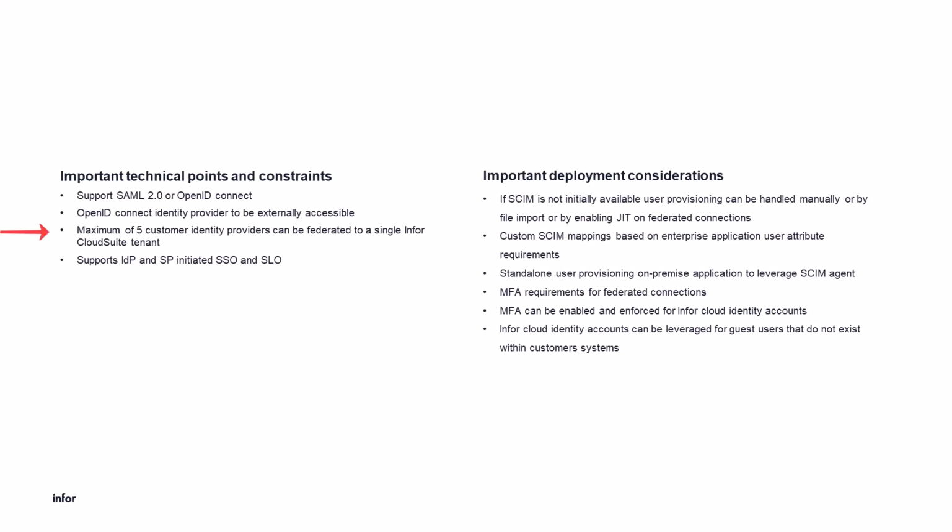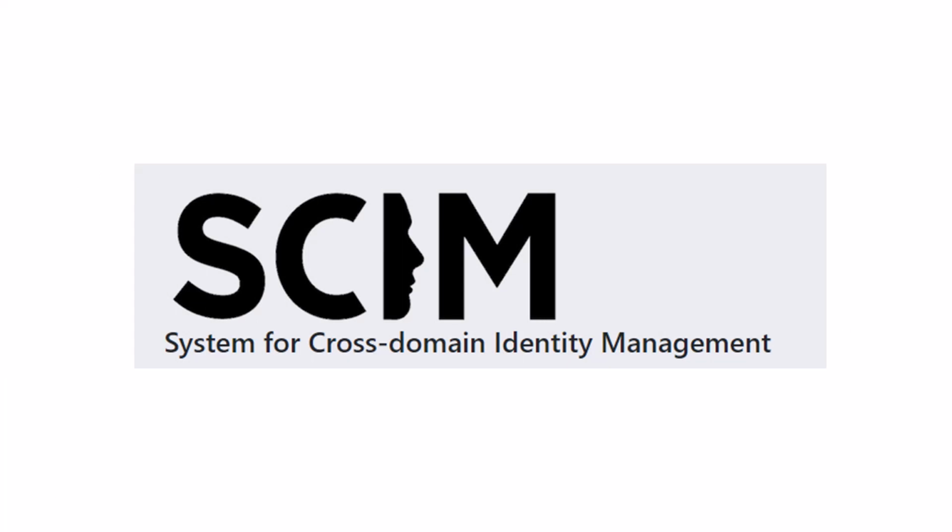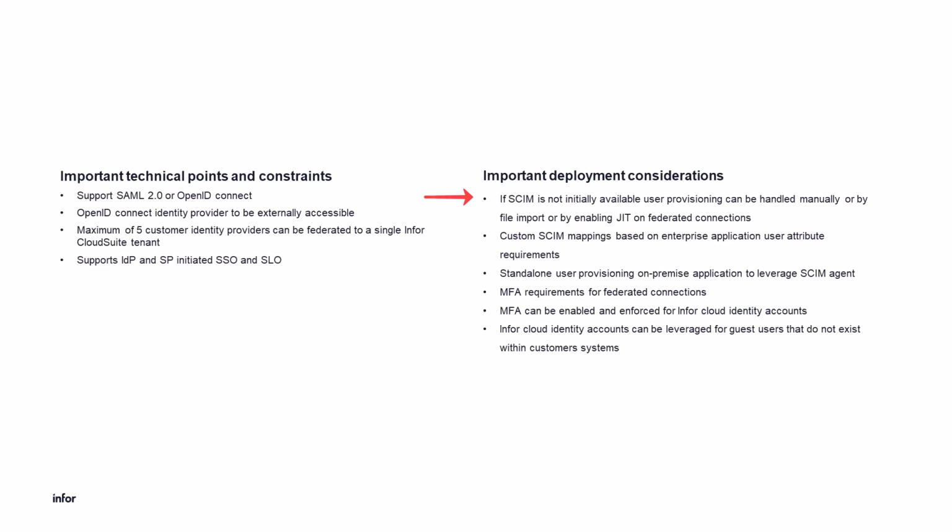If you have multiple authentication sources, you can have up to 5 identity providers federated to a single Cloud Suite tenant. And Infor also supports IDP and SP-initiated single sign-on and single logout. For automated user provisioning or to provision users using groups, Infor supports SCIM, or System for Cross-Domain Identity Management. Or if SCIM is not initially available, user provisioning can be handled manually or by file import.